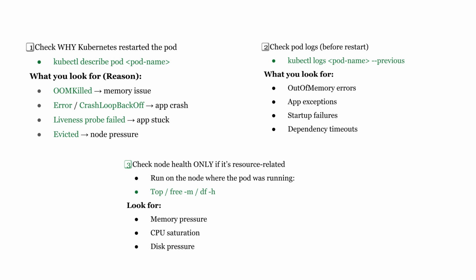Second, check the pod logs from the previous container instance using kubectl logs --previous. Look for out-of-memory errors, application exceptions, startup failures, or dependency timeouts, which usually explain why the container crashed.